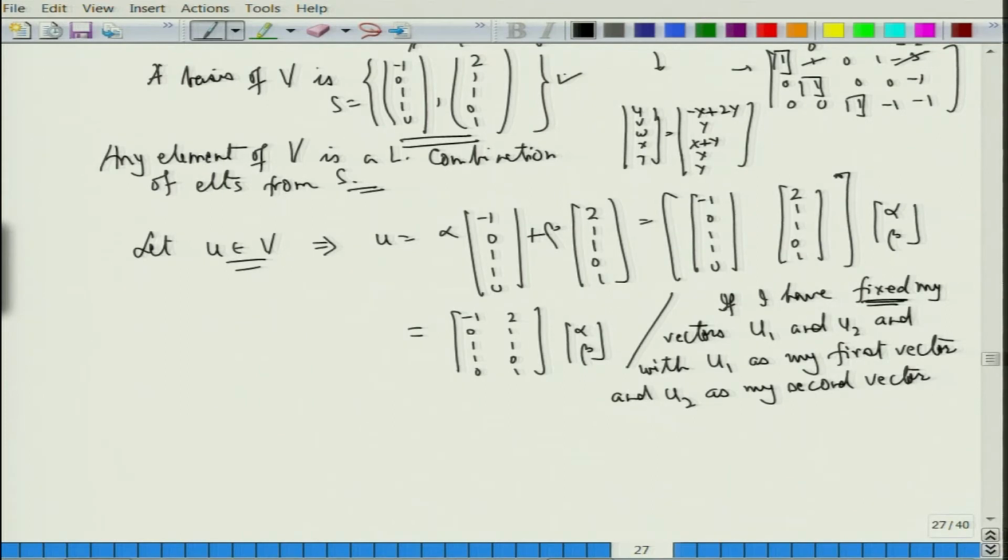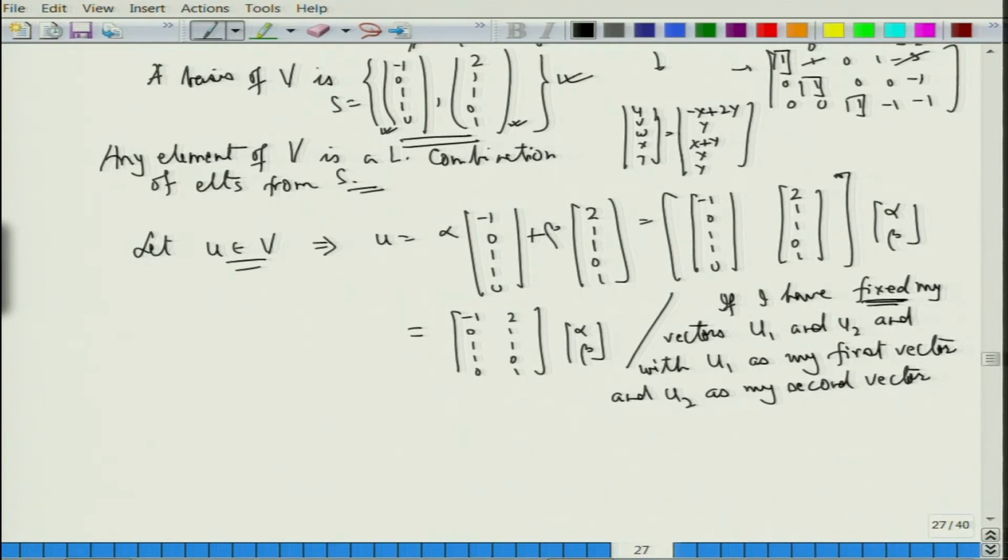See, the important thing is that when I write S, it is a set. Once it is a set, any element can appear at any place. There is no guarantee that u1 has to be the first element, or this has to be the first element and this has to be the second element. That I cannot guarantee because it is a set.